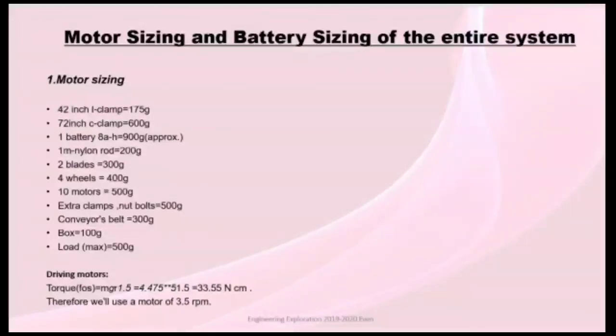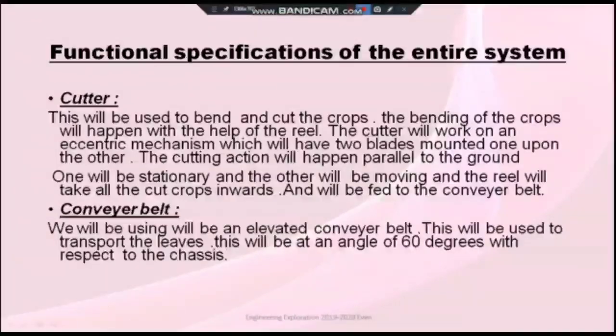Coming to motor sizing and battery sizing, we have weighed each and every material and found out the results. According to our calculation, we require 3.5 RPM motors for the driving motors. For the reel, we require a 60 RPM motor. For conveyor, we will require a 500 RPM motor, which is not a feasible option. Hence, we will use a 60 RPM motor. According to calculation, we will require a battery of capacity 4.5 ampere hour to run the model for 3 hours.